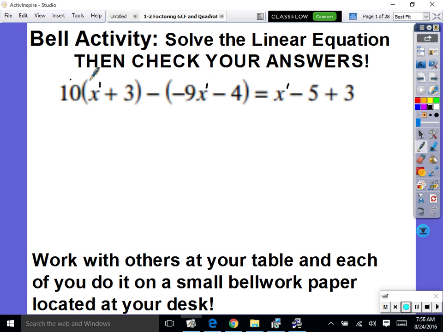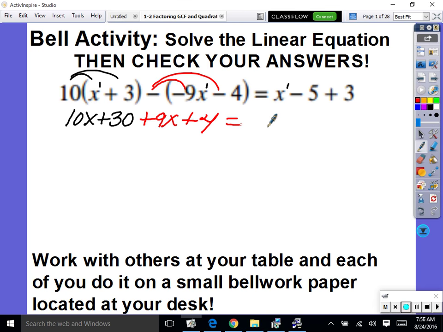So what we're going to do is distribute that 10 through, so we have 10x plus 30, right? Now here's what a lot of people mess up on: they forget to distribute this negative through to both terms here. So we distribute our negative through, and we're going to have positive 9x plus 4. Does everybody understand?